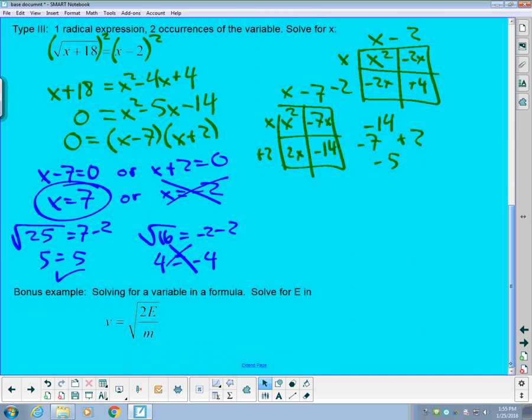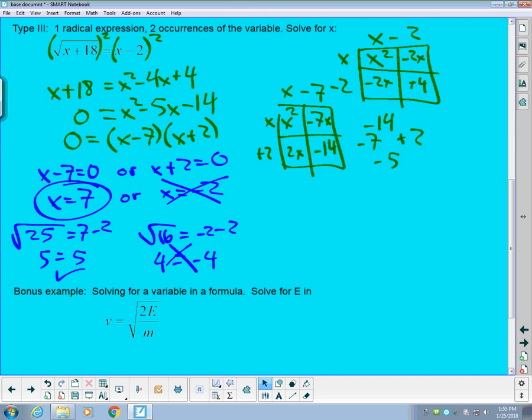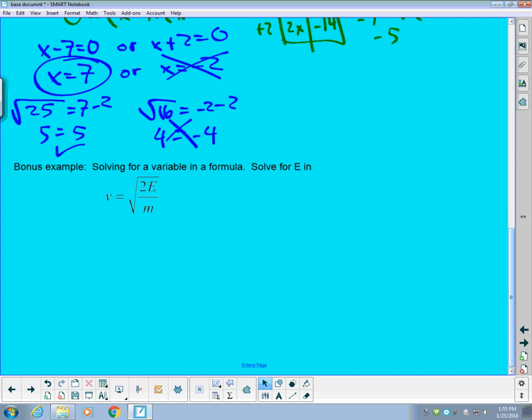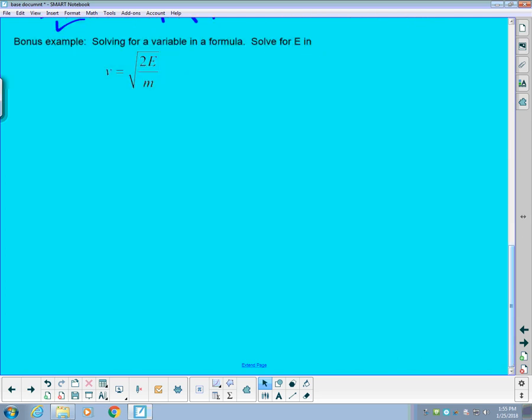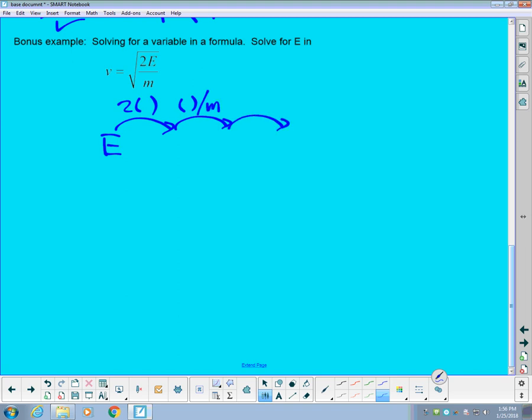As one quick little bonus problem here, we're going to take a look at what if you have a formula that has a square root in it and you're asked to solve for one of the variables. So in this case, we want to solve for the e, so we're going to do this with an arrow diagram. We're going to treat the e as if it were the only variable in this. That involves multiplying by 2, then dividing by m, putting that all into a square root, and that's it.